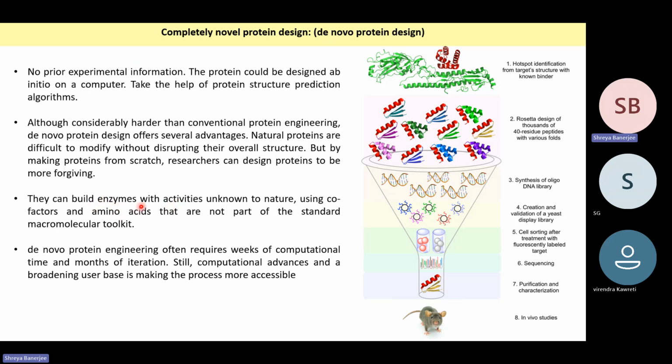Another thing, we can design enzymes with completely new activities which did not exist in nature. Whereas if we were building on a previously known structure, at most we can improve on previously existing activities. But by this de novo design, we can completely design a new protein altogether. Of course, a huge amount of computational time is needed because you have to start from scratch. But slowly, with computational advances, this is becoming more and more possible.